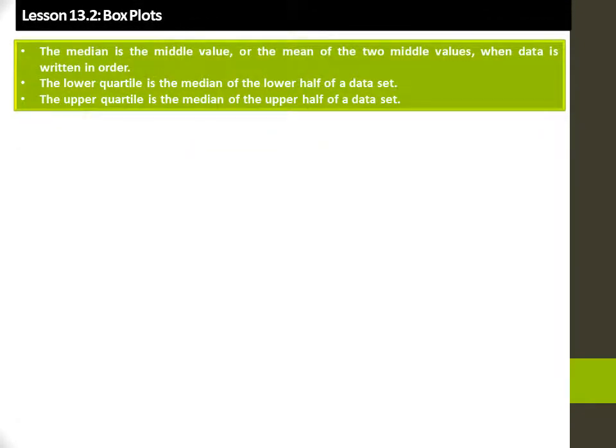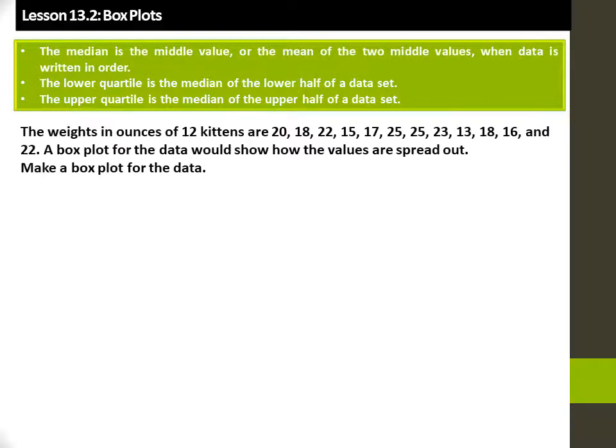Boxplots. The median is the middle value, or the mean of the two middle values, when data is written in order. The lower quartile is the median of the lower half of a data set. The upper quartile is the median of the upper half of a data set. The weights in ounces of 12 kittens are 20, 18, 22, 15, 17, 25, 25, 23, 13, 18, 16, and 22. A box plot for the data would show how the values are spread out. Make a box plot for the data.